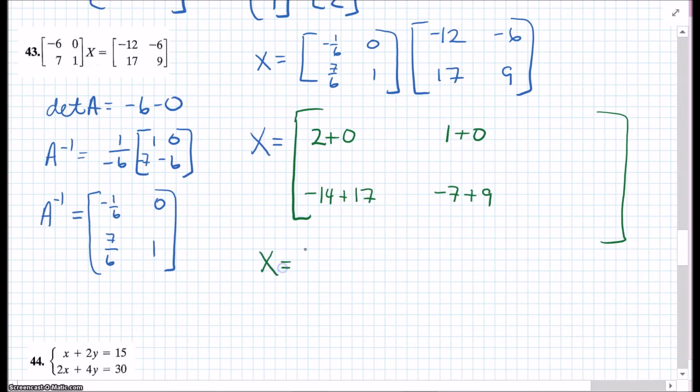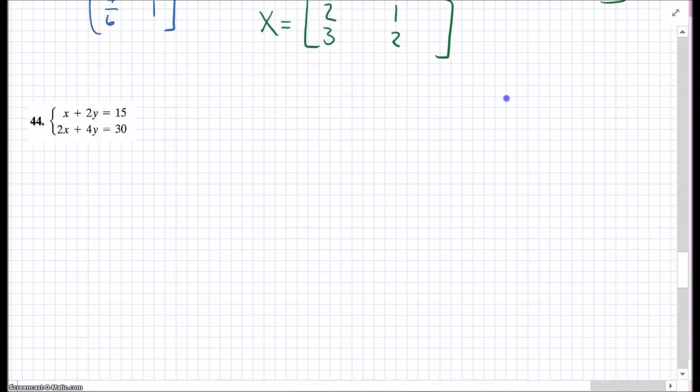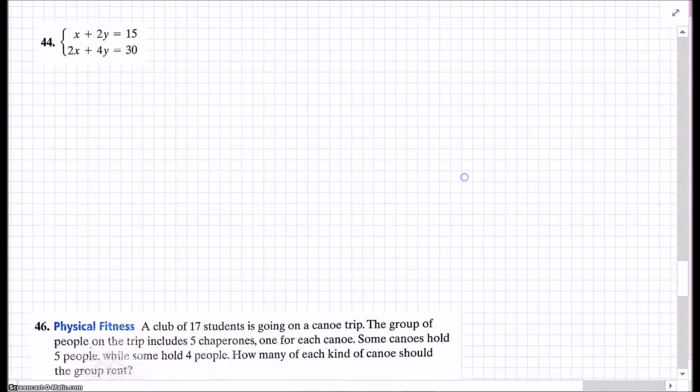So my new matrix, sum each of those elements. 2 plus 0 is 2, 1 plus 0 is 1. Negative 14 plus 17 is 3, negative 7 plus 9 is 2. So there is our new matrix. Again, easy stuff, you just have to do the steps.